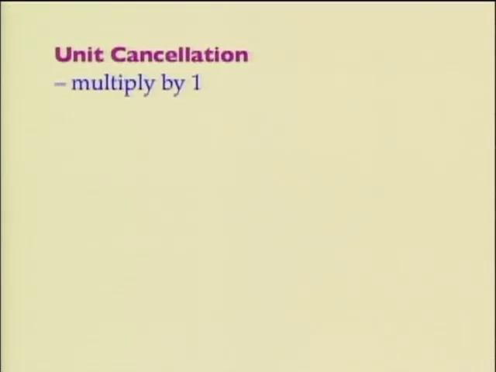I call it unit cancellation. Some textbooks, particularly elementary ed for math teachers textbooks, will call this dimensional analysis, but that just sounds like something off Star Trek to me. It just makes it sound scary. I don't even want to call it that. So I'm just going to call it unit cancellation. And the trick is this: multiply by 1. That's it. Just multiply by 1.